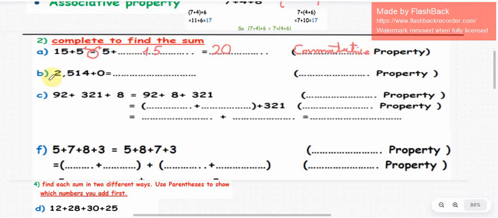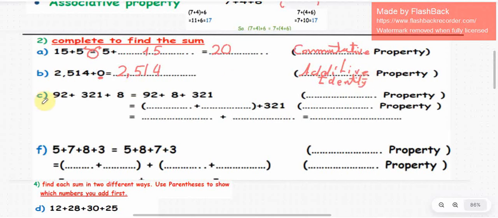Okay. Letter B. 2514 plus 0. When I add the 0, it gives me the same answer. So this is called additive identity. Identity is a 0.